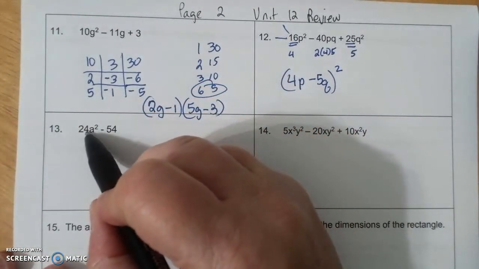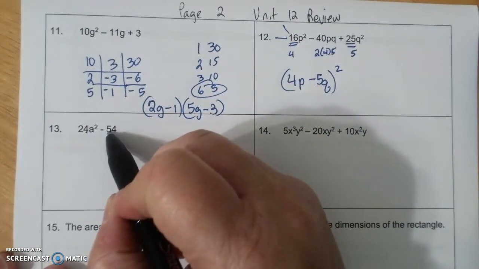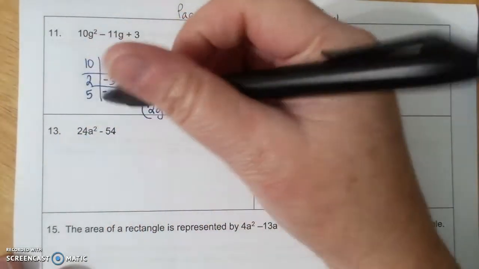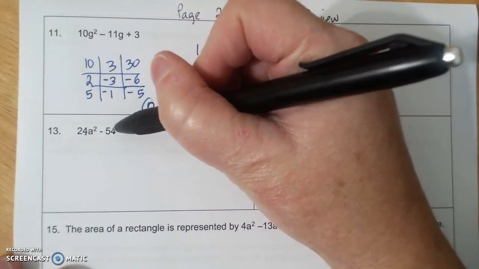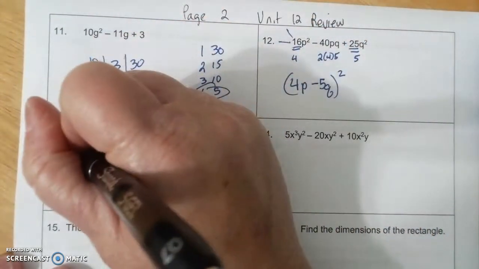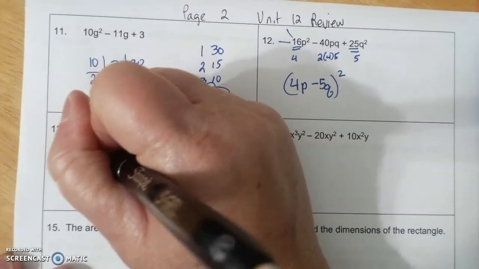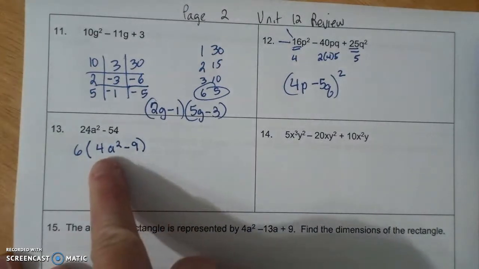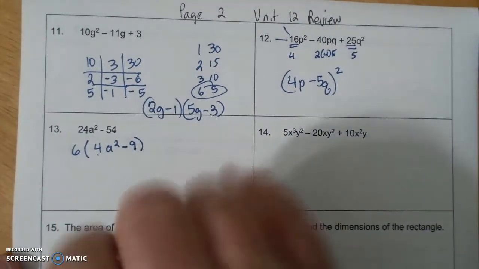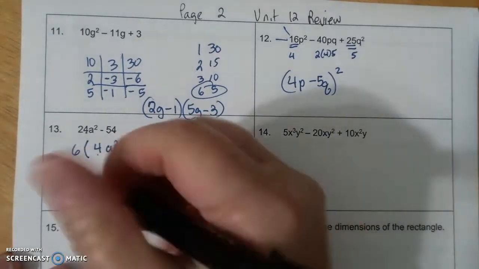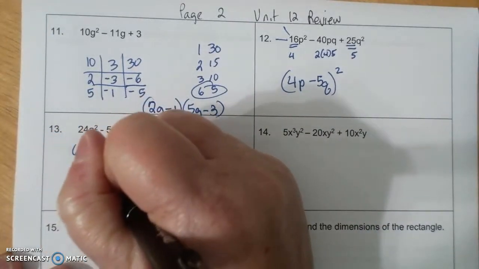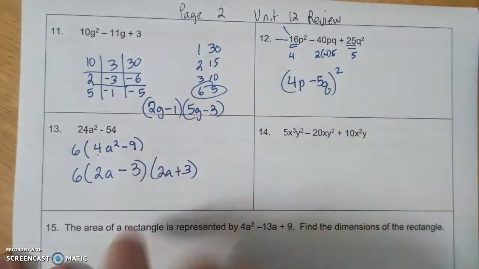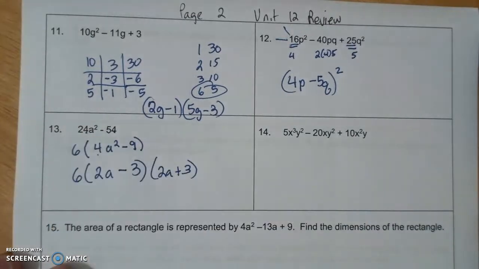24 is divisible by 3. 54 is divisible by 9, which means it's divisible by 3. It's also divisible by 2, so if it's divisible by 3 and by 2, it's divisible by 6. So 6 times 4a squared minus 9. That's a perfect square, that's a perfect square, that's a difference, so that's a difference of 2 perfect squares. 6 times 2a minus 3 and 2a plus 3. This gets you here, and then the 6 gets you back there.